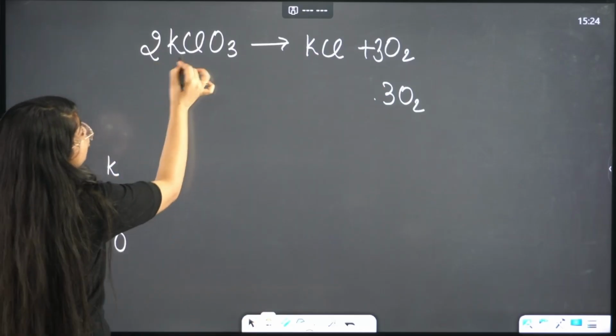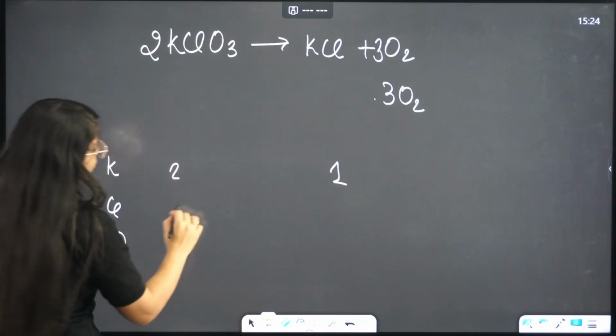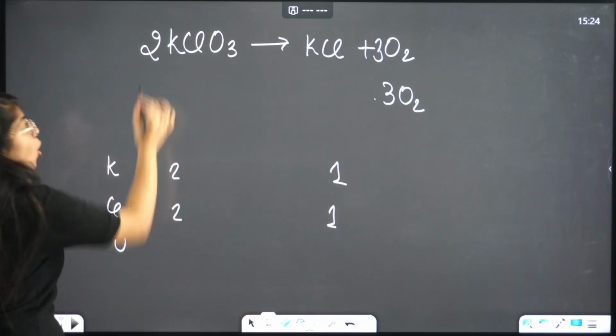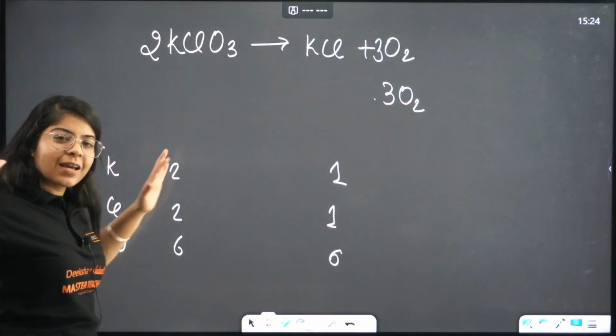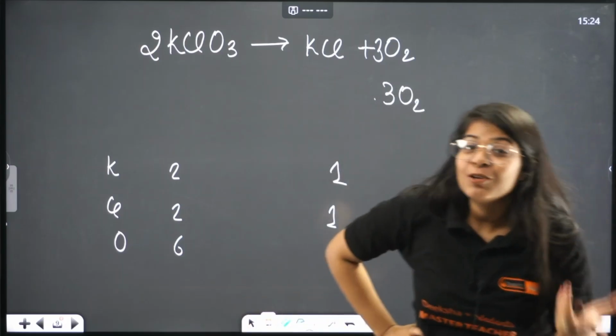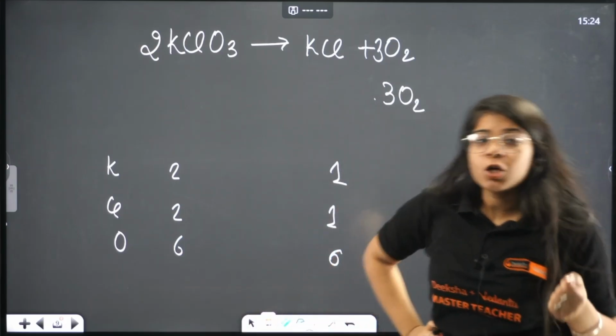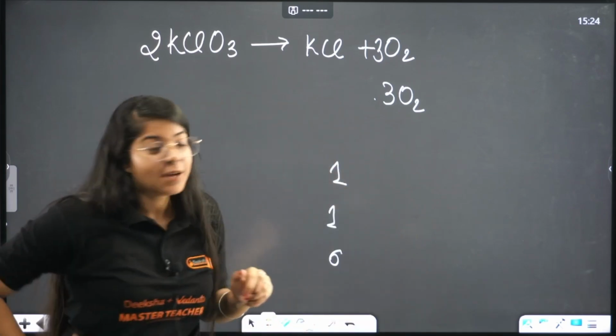Now see, K is 2 here, but here K is 1. Cl is 2, but here Cl is 1. Now O is 2 into 3, 6, and O is 3 into 2, 6. So O is done, but we have to look out for everyone. K and Cl also depend on us to be balanced.